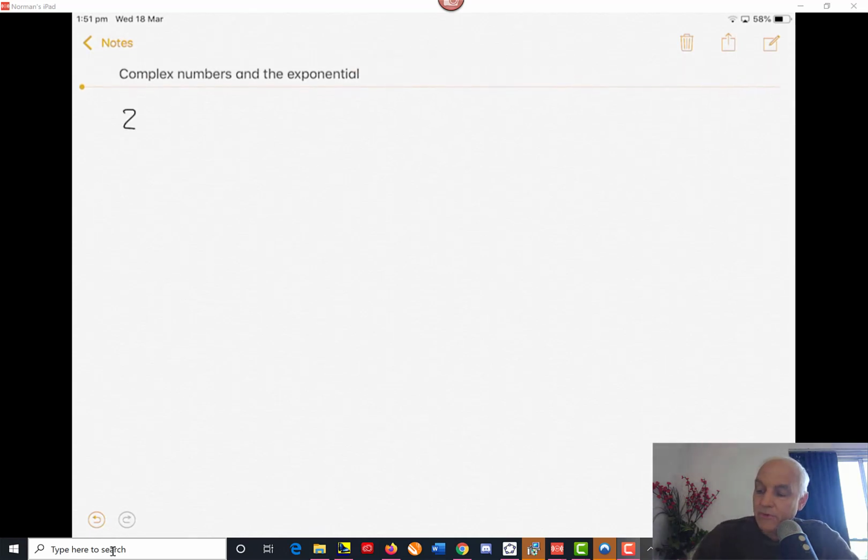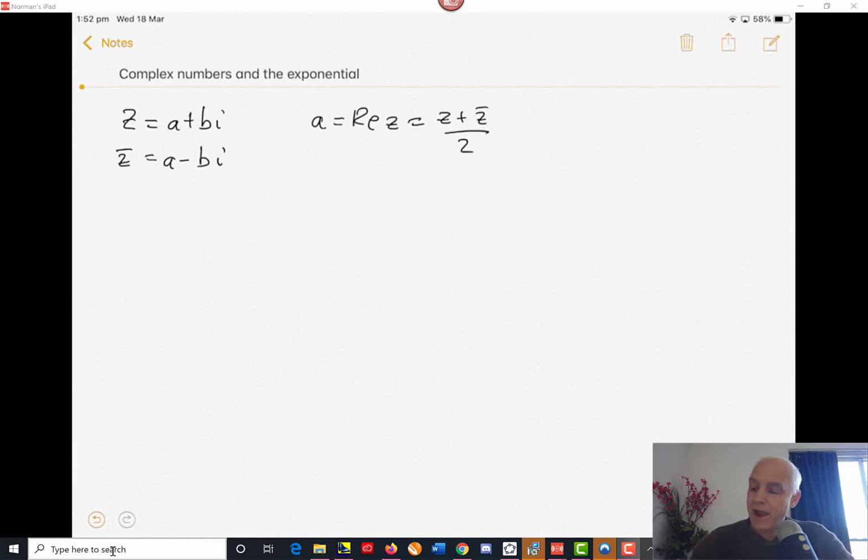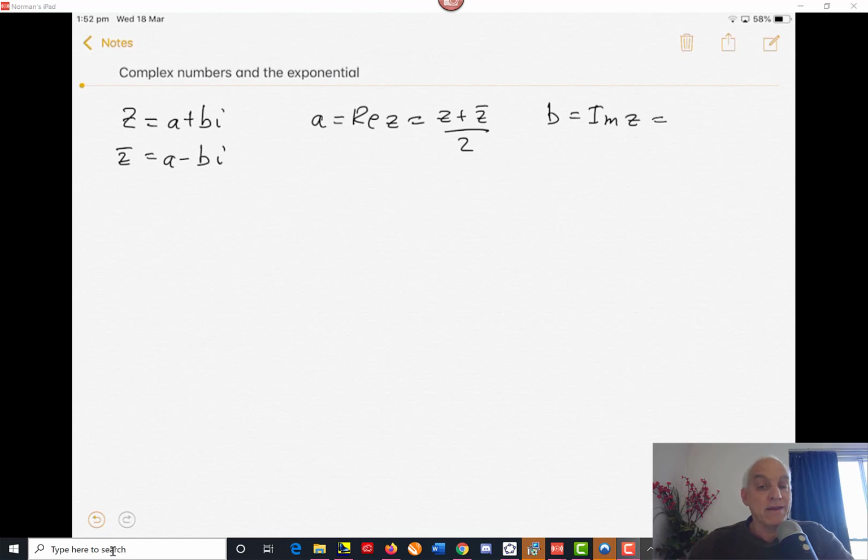We'll start with the complex number z, let's say a plus bi. Then I remind you that the complex conjugate z bar is a minus bi. And the a is called the real part of z. One way of getting that is to just take z plus z bar over 2. Take the average of these two, and you're going to get a. And if you want to get b instead, that's the imaginary part of z, then you take the difference of z and z bar. But now you have to divide by 2i, because when you take z minus z bar, you get 2 times b times i.